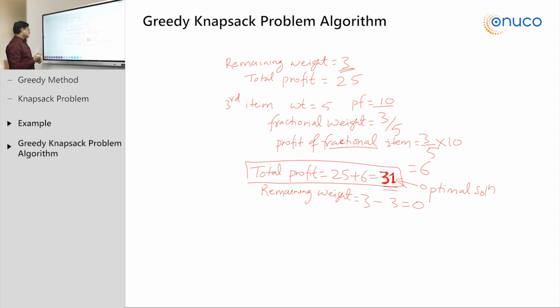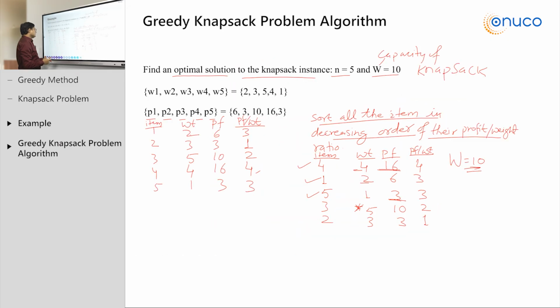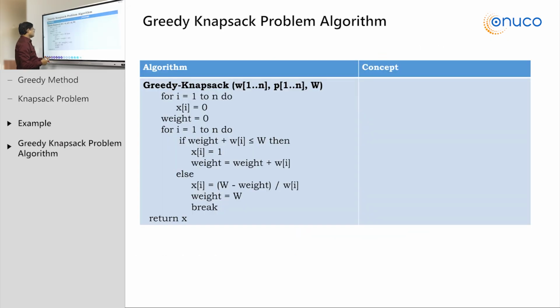Maximum profit we got is 31. Now let us see and compare with our algorithm. Look, what happened, friend? We are in greedy knapsack. We have the weights of n items, the profits of n items, and this is the total capacity of the bag. This is already given in the problem. Now i is equal to 1 to n. We are just writing x is equal to 0. x is equal to 0 means we are just keeping track of which elements we have selected for the knapsack or not selected for the knapsack.